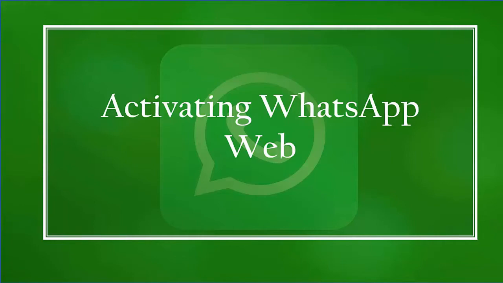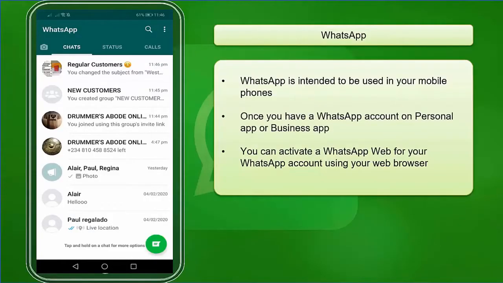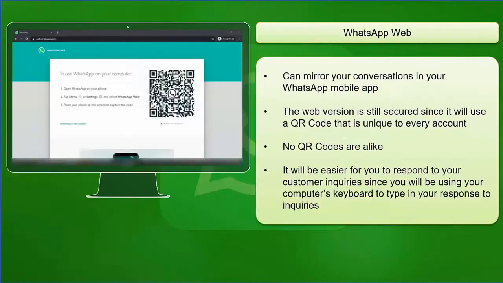Let's get started. WhatsApp is intended to be used in your mobile phones. Once you have a WhatsApp account on the personal app or the business app, you can activate a WhatsApp Web for your WhatsApp account using your web browser. WhatsApp Web can mirror your conversations in your WhatsApp mobile app. The web version is still secured since it will use a QR code that is unique to every account. So no QR codes are alike.